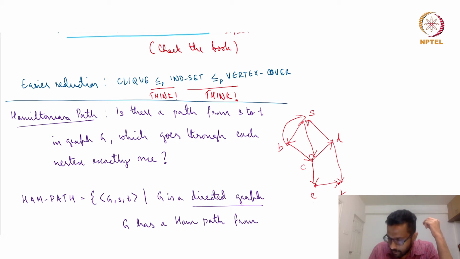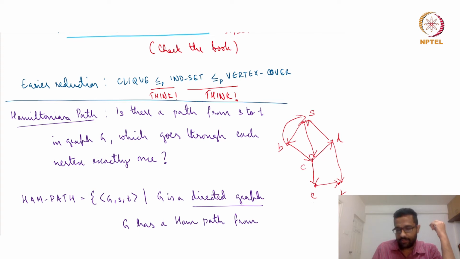Here there is an edge from S to B, right? I'm referring to the picture on the right side. There is an edge from S to C. There is no edge from S to D. However, there is an edge from D to S. There is an edge from B to S also. So S to B and B to S, B to C, C to D, C to E, E to T, and D to T.